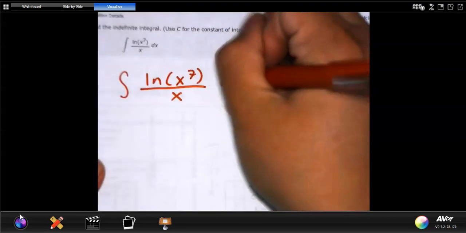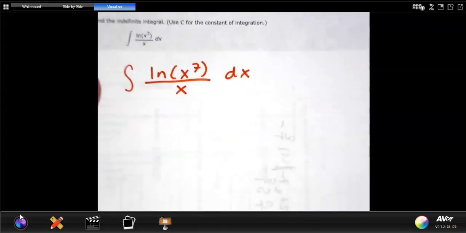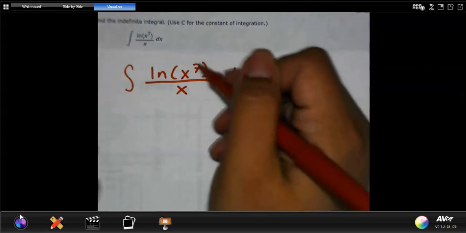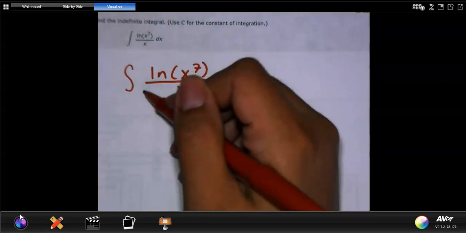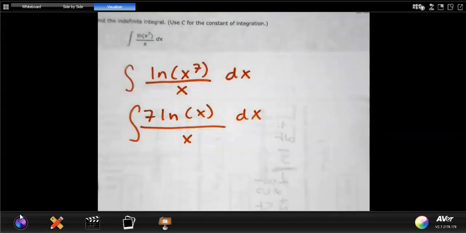Let's look at this last one. I don't know if you guys can see it, so I'm going to write it. It's the integral of natural log of x to the 7th over x dx. That's problem number 11. In this case, we need to remember the properties of logarithms. If there's an exponent, we can always move the exponent to the front. So we're going to have 7 natural log of x over x.